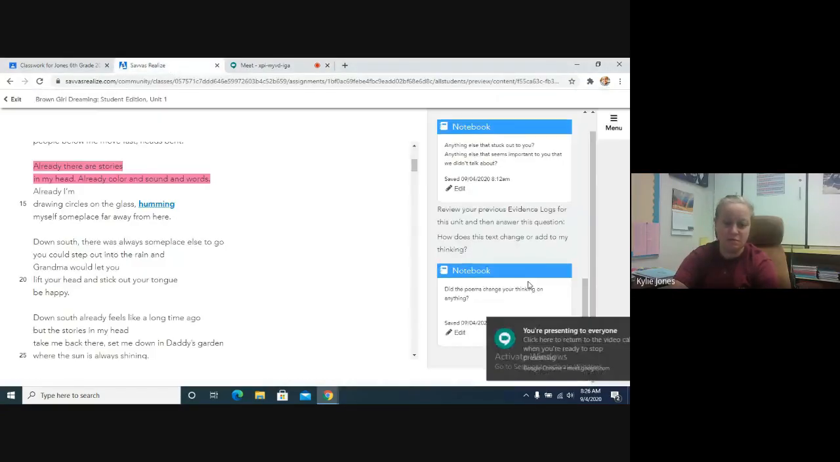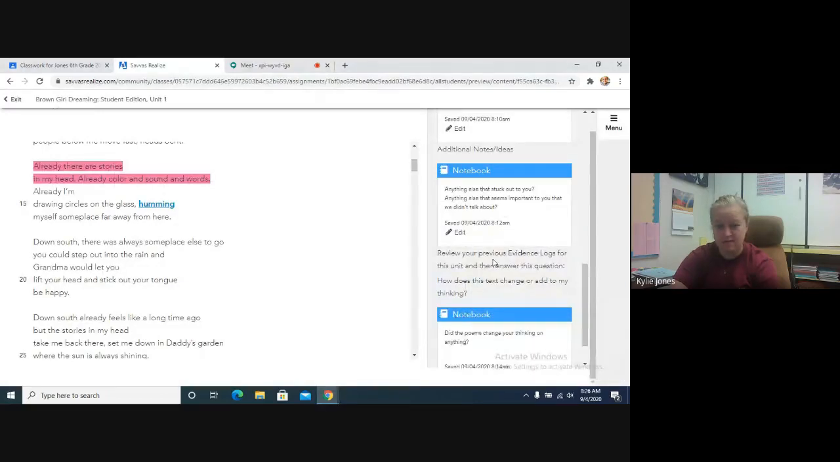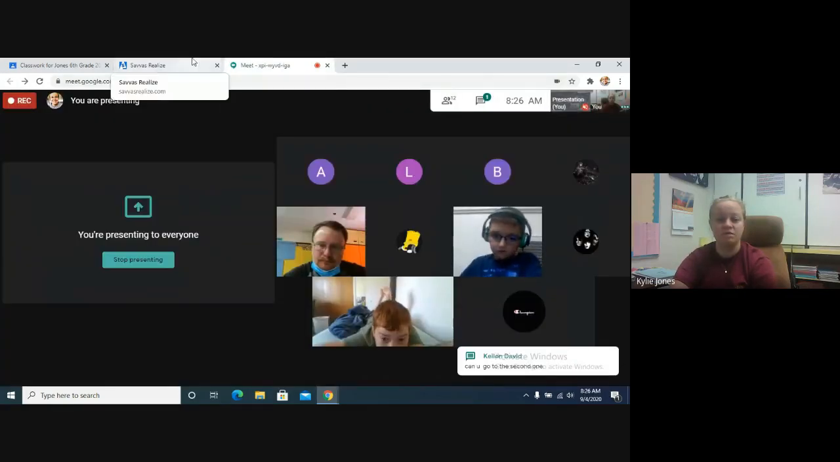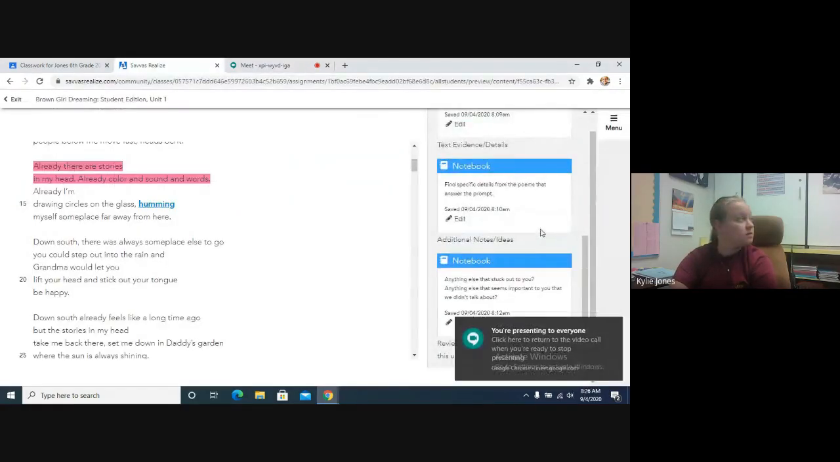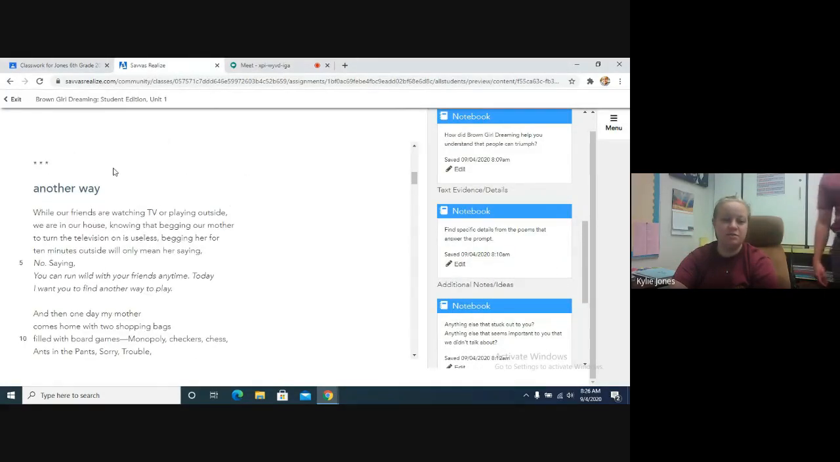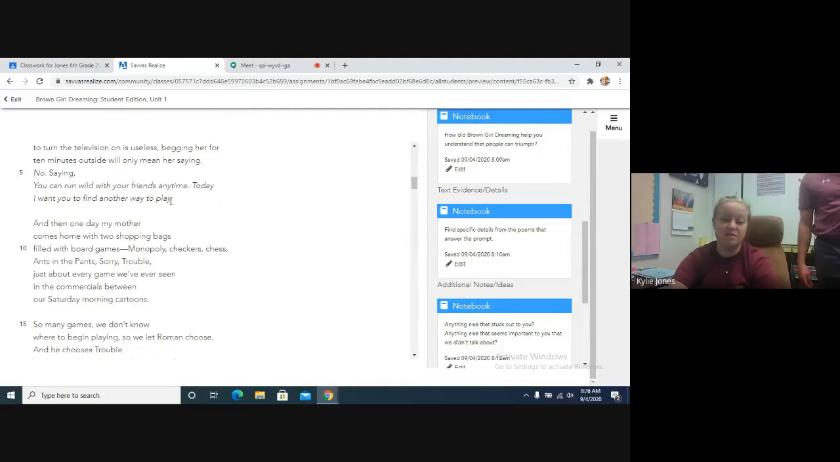Anybody else need me to move on the thing? Scroll up or scroll down anywhere? The second one. Yep, the second one is where you go into the passage, all the poems, and find specific details that support your idea from number 1.